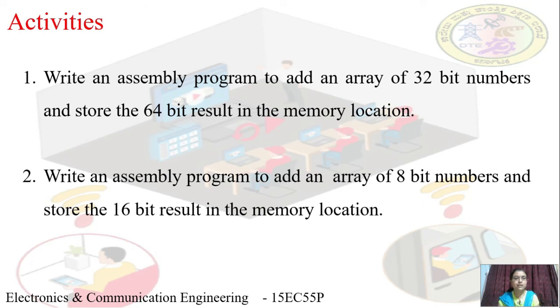So first one is write an assembly program to add an array of 32-bit numbers and store the 64-bit result into the memory location, and the same can be done by using a simulation software, that is IDE. Second one is write an assembly program to add an array of 8-bit numbers and store the 16-bit result in the memory location, and the same program can be run on IDE by using the software Microvision 4.